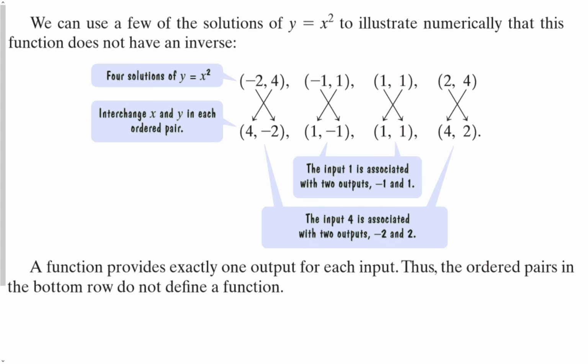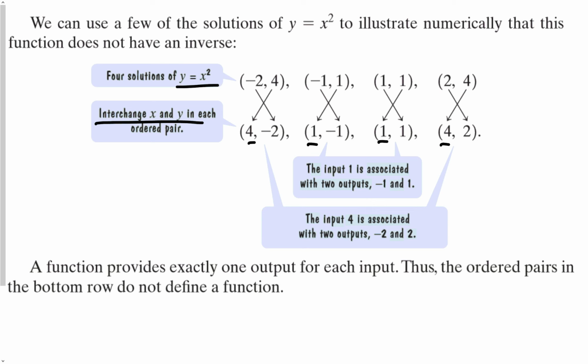And we can also see this with data. So if we look at the solutions of y is equal to x squared, if I square negative 2, I get 4. If I square negative 1, I get positive 1. If I square 1, I get 1. If I square 2, I get 4. This first row is the solutions. This is a function. All the x's are different. But when I switch x and y, like I would with an inverse, my x's now repeat, and my other x's repeat as well.